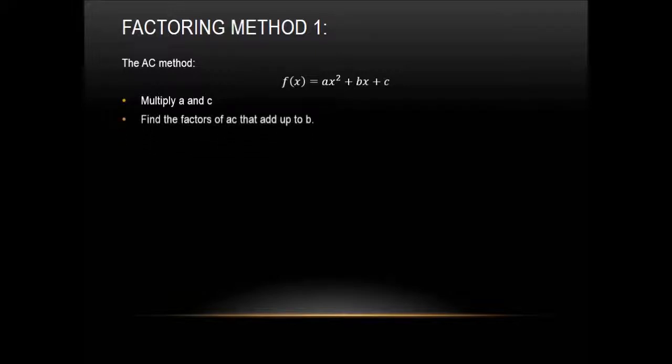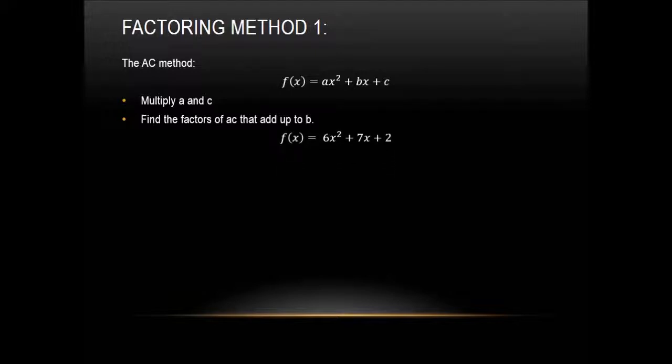Alright, now let's get on to the good stuff. Factoring method 1, the AC method. Let me explain what that means exactly. First, let's look at the form of polynomials. Most of the time they're going to be in this form, ax squared plus bx plus c. The first thing we want to do is multiply a and c, hence the name AC method. Then find the factors of AC that add up to b.